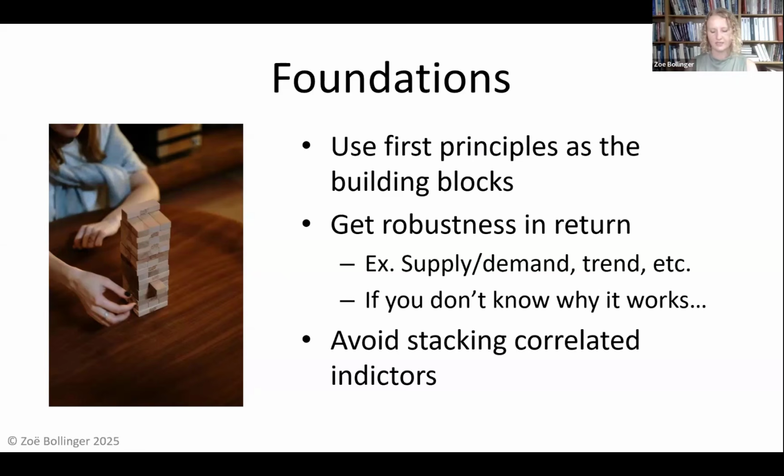The other piece that's really important is to avoid stacking correlated indicators. If you want to use different indicators as building blocks for a system, try to pull one, for example, from volume, one from breadth, one from trend. If you have 5 versions of a volume indicator and they all say go, you don't actually have 5 pieces of confirmation most of the time. You have 5 versions of one piece of confirmation.